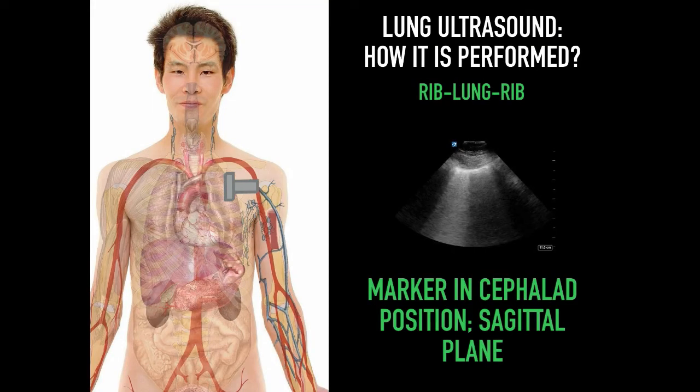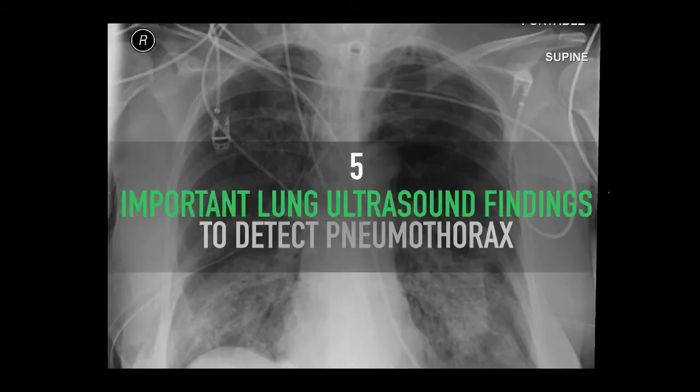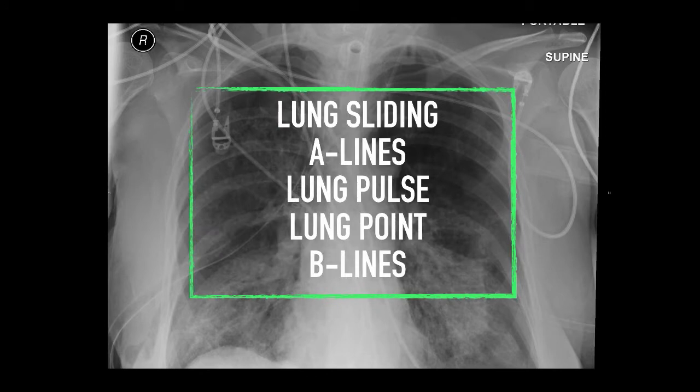Typically the probe is held with the probe marker facing towards the head, and it's held in the sagittal/parasagittal plane. We can see in this 2D image here, we have a rib-lung-rib image. Again, you'll notice the marker is on the left side of the screen, and the depth is around 11 centimeters. We're going to review 5 important findings that you will find very useful to apply in the trauma bay: lung sliding, A lines, lung pulse, lung point, and B lines.